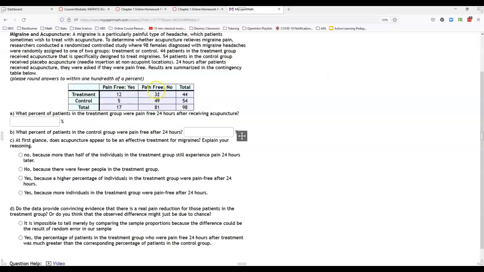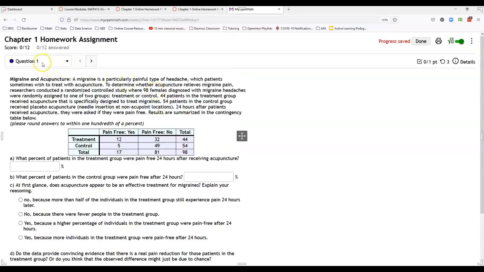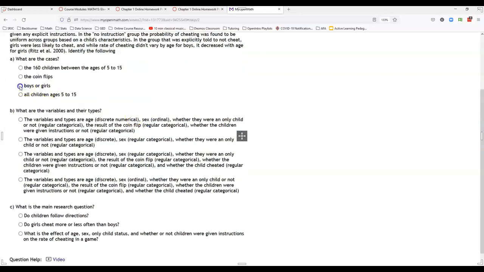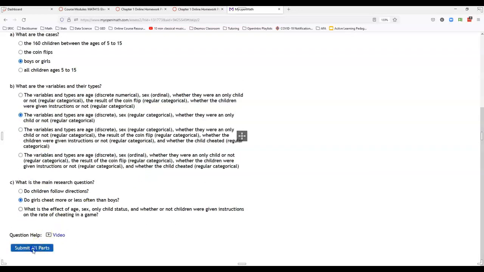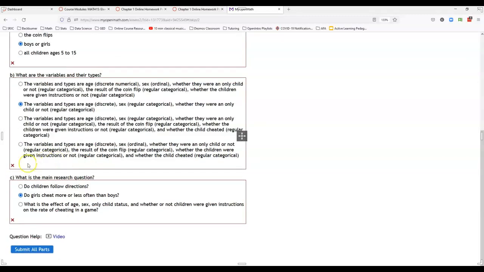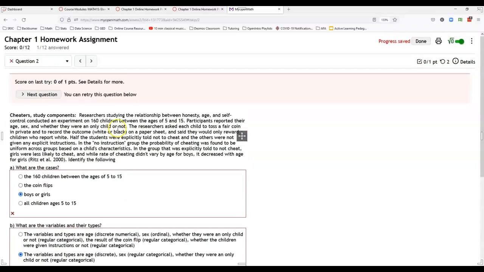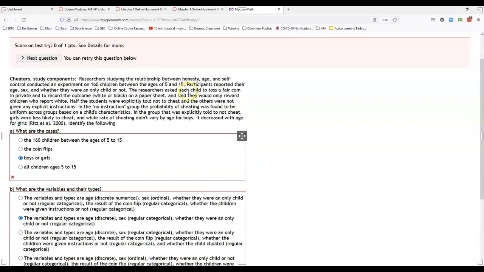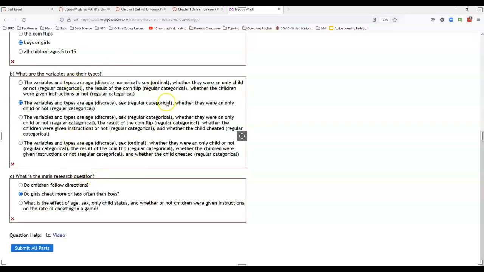But in this case, let's say I go to question number 2, and I go ahead and make some selections. I'm just selecting some answers at random, and I go ahead and submit all parts. Notice that I immediately get prompted as to whether my answers are correct or not. Now, if a question has been answered correctly, you should see a small green check mark, letting you know that is correct. In this case, because I got them all wrong, I'm told I can retry this question below, so I can go back down below and retry the question.